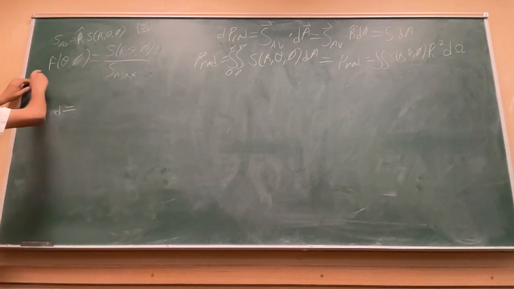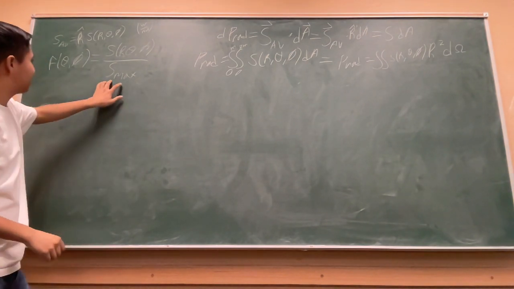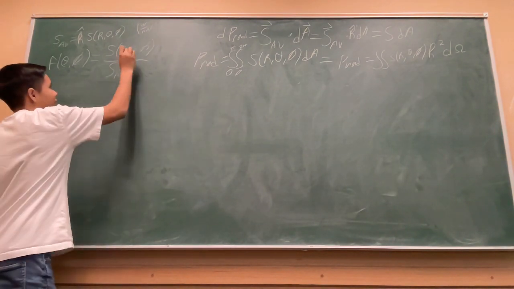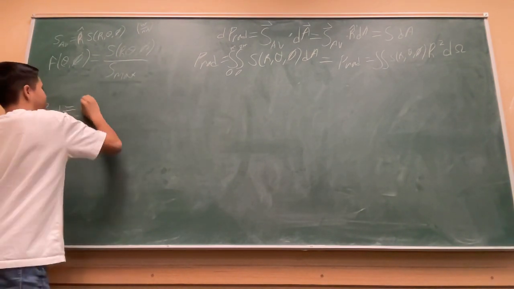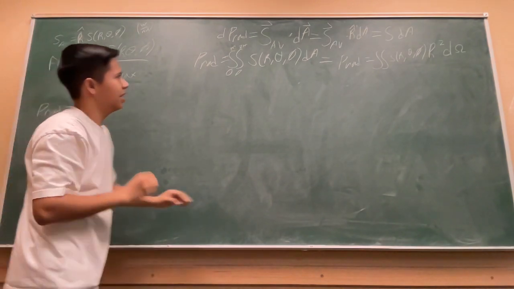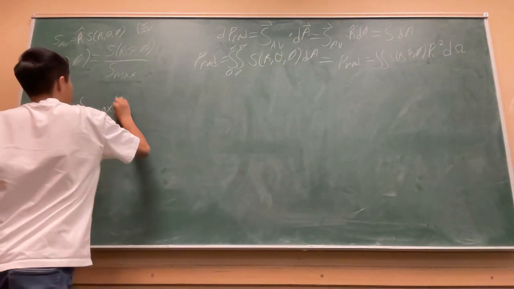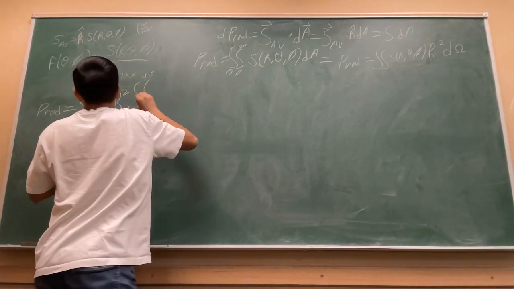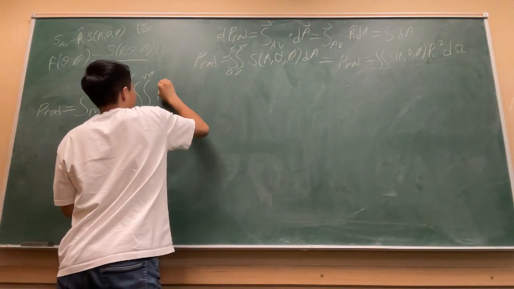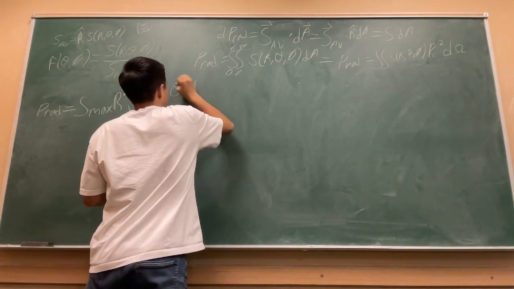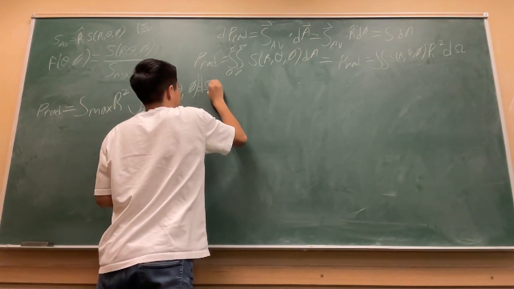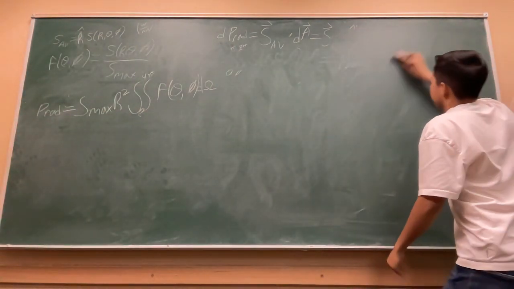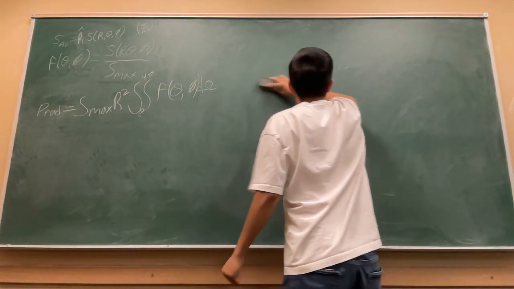We're going to replace that S with the normalized radiation intensity times the maximum S. But this maximum S does not depend on theta or phi, so we're going to bring that out. So we're going to have an S max. And then this r squared does not depend on theta or phi, so we're going to have an r squared. The double integral again from 0 to 4 pi of the normalized radiation intensity F, and that's just d omega. Okay, so we found an equation for our power.